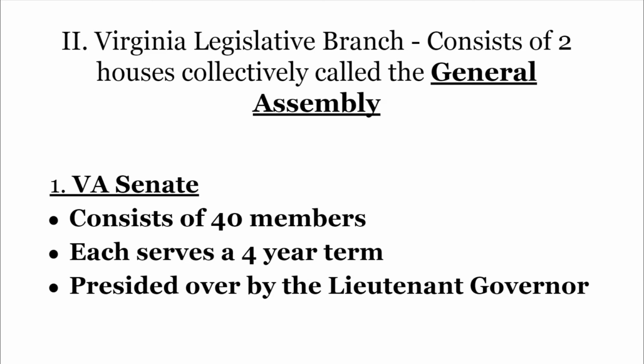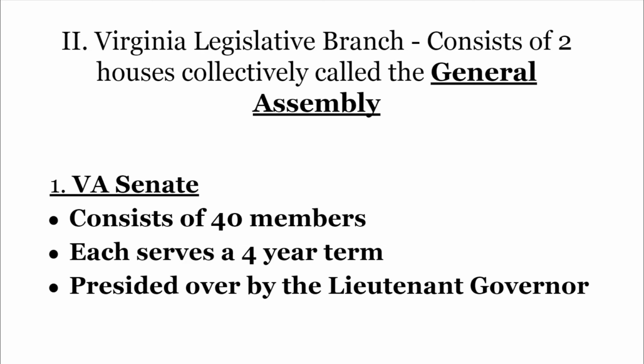The Virginia legislative branch consists of two houses, collectively the General Assembly. So the Virginia Senate has 40 members. Those 40 members serve a 4-year term each, and it is presided over by what we call the lieutenant governor. If we looked at the structure of the federal level, we would see that the vice president oversees the Senate. So in this case, the lieutenant governor in Virginia oversees the Senate.